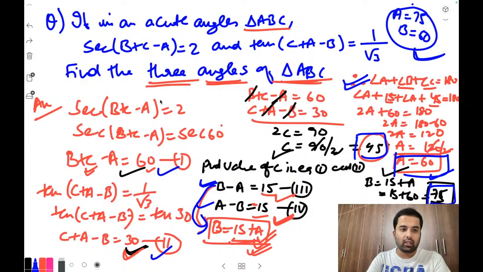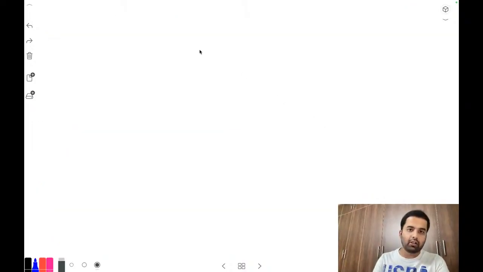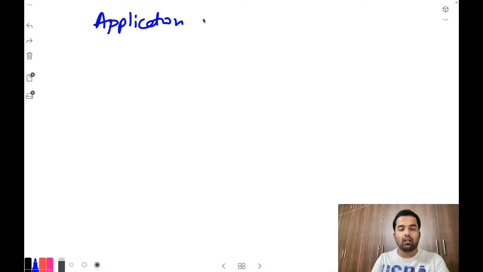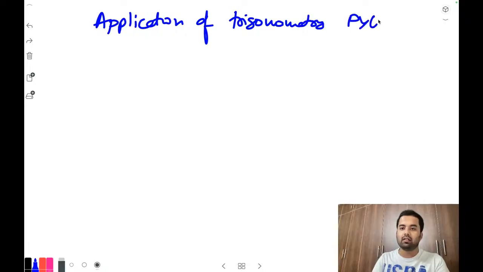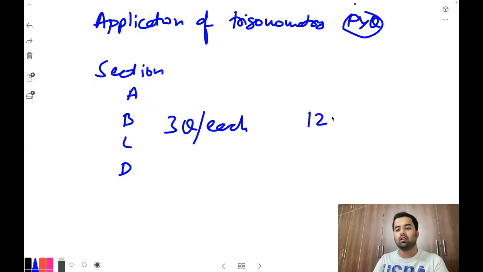Okay. So let's switch to today's topic then. Today's topic we are going to discuss is application of trigonometry, and totally we'll discuss the PYQs only. And here also all the sections will be included. ABCD, and three questions from each section, which means in total we have to discuss 12 questions here.